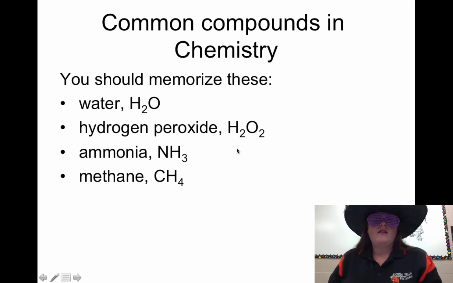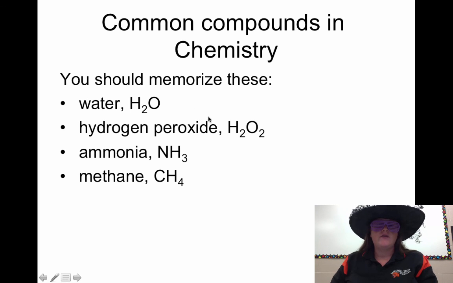Now there are 4 common compounds in chemistry that if you're reading any chemistry book, they assume that you know. They include water and hydrogen peroxide, and all of you are familiar with these two. Another common one that we speak of is ammonia, which has a formula of NH3, and methane has a formula of CH4. So you should memorize these, commit these to memory, because they frequently will surface in chemistry problems, and any chemistry program will assume that you know what they are.